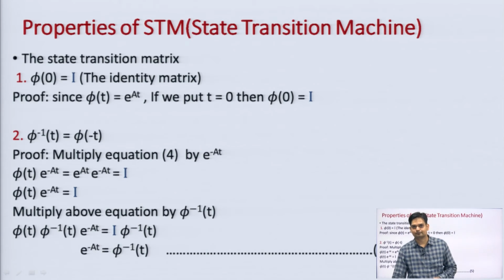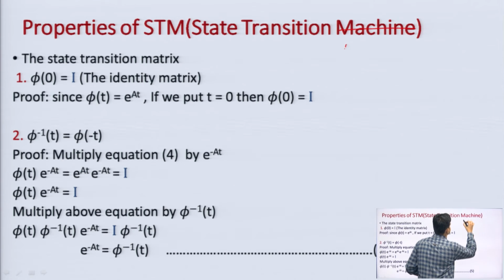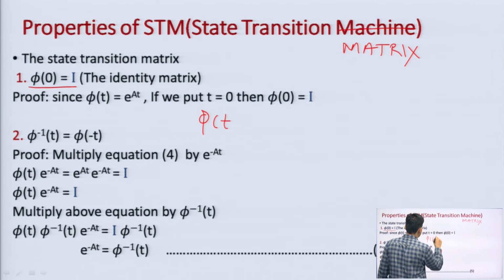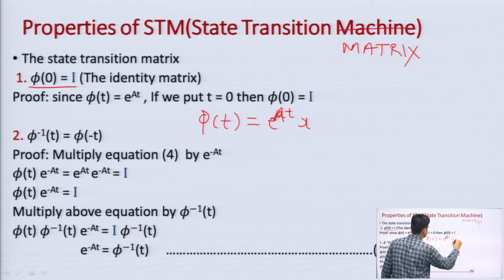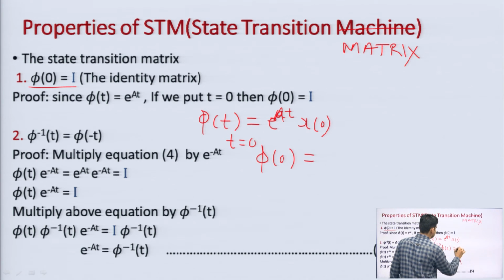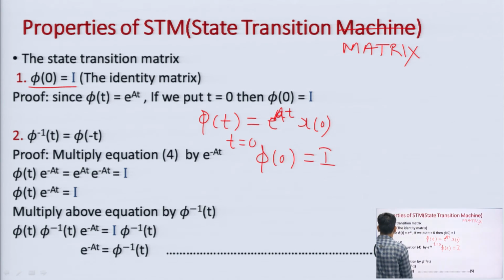Okay. So, now we will see the basic properties of the state transition matrix. It should be a matrix, basically. Here are the various properties. If I put t equal to 0 in the phi t expression, if you remember, phi t is given by exponential e to the A t, for capital A, times x 0. If I put t equal to 0, that is the initial state, then phi of 0 basically gives me the identity matrix I. This is my first property.